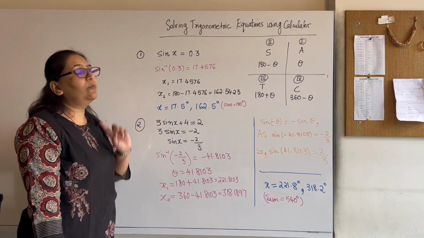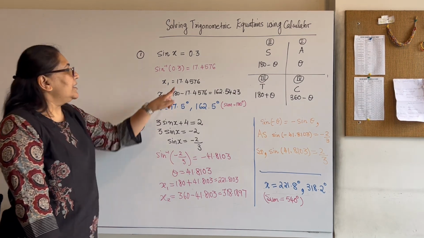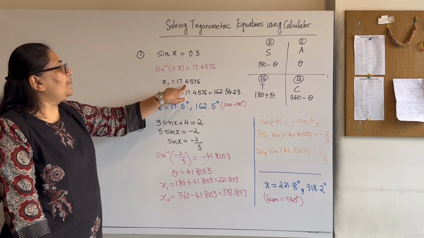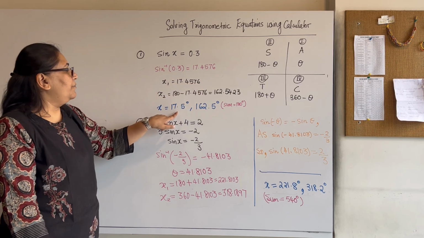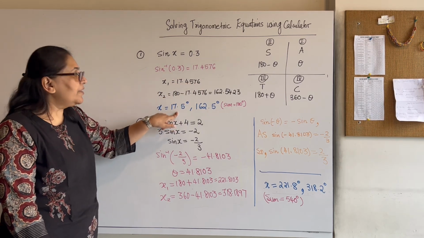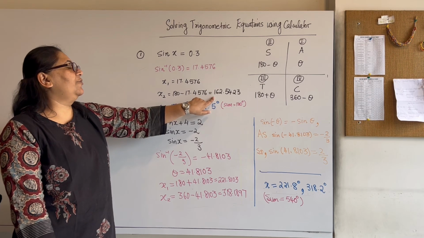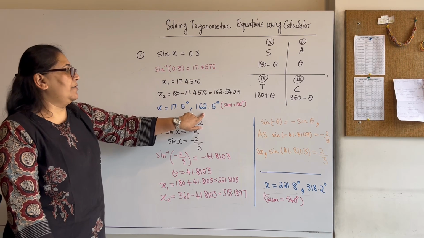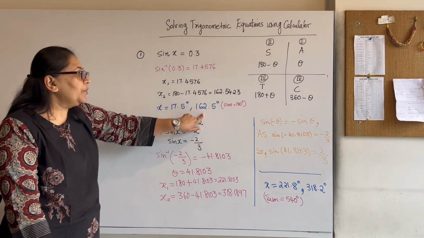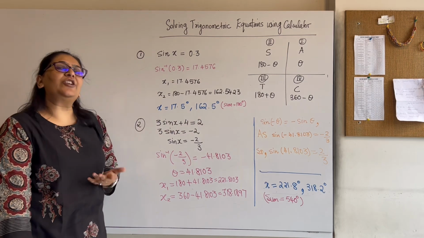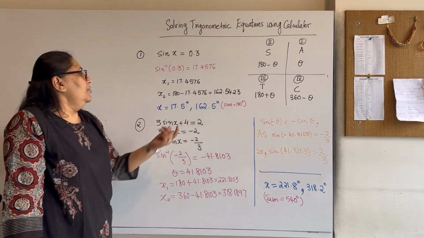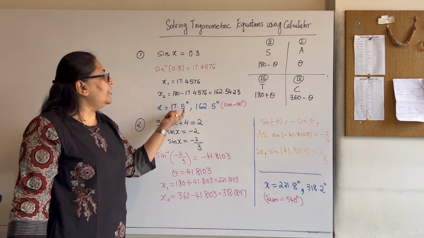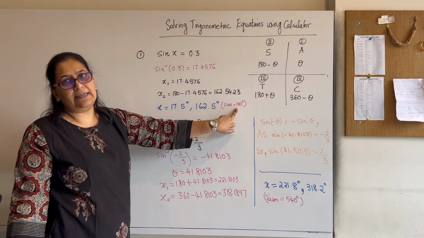will be rounded to one decimal place. 17.4576 will be rounded to 17.5 and 162.5423 will be rounded to 162.5. As an additional check, you can add up the two angles and your total should be 180 degrees.